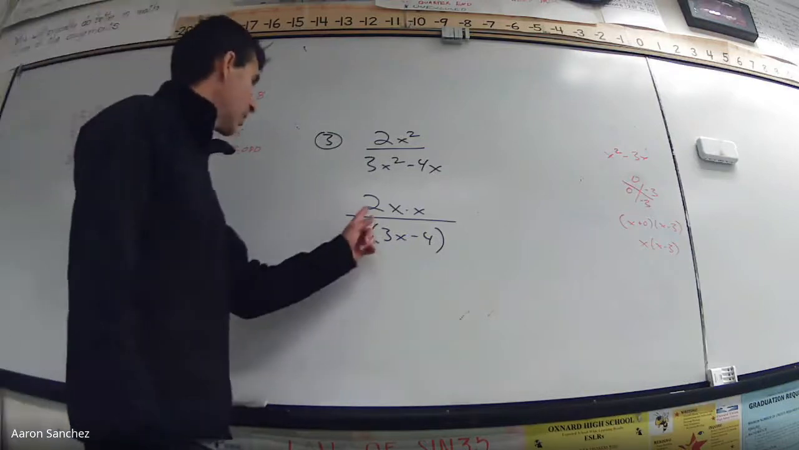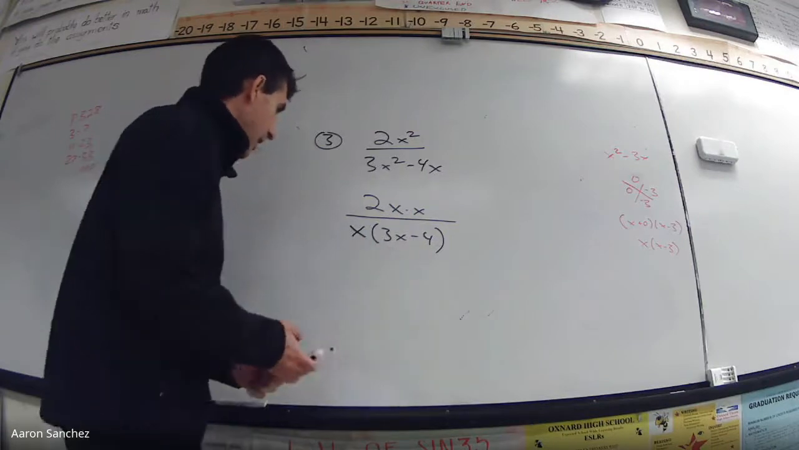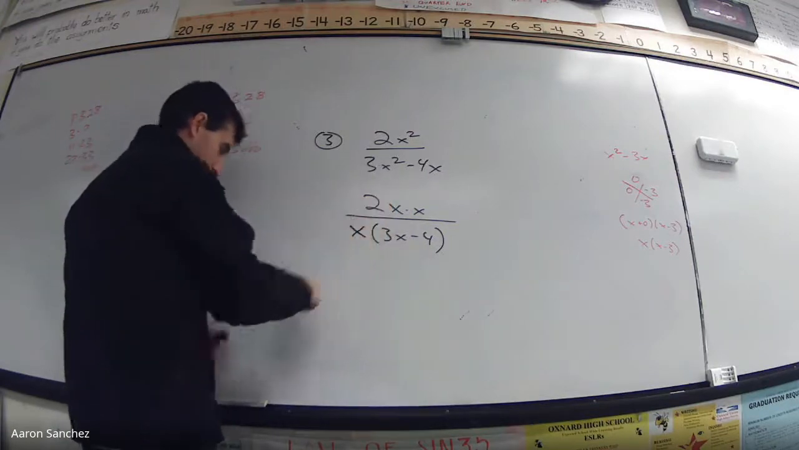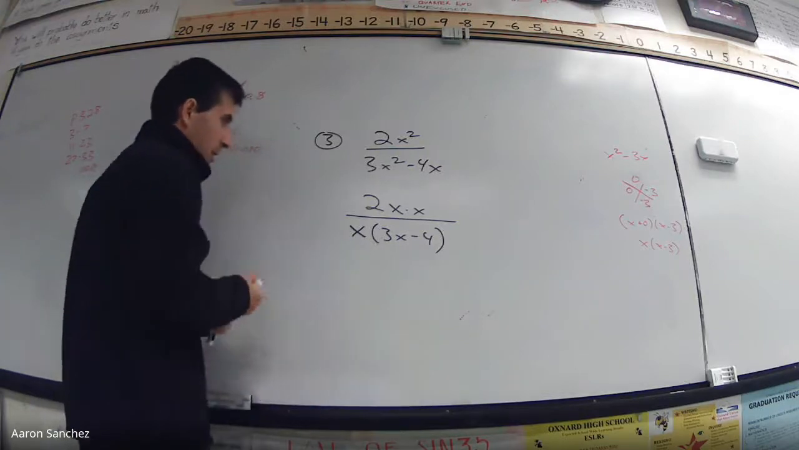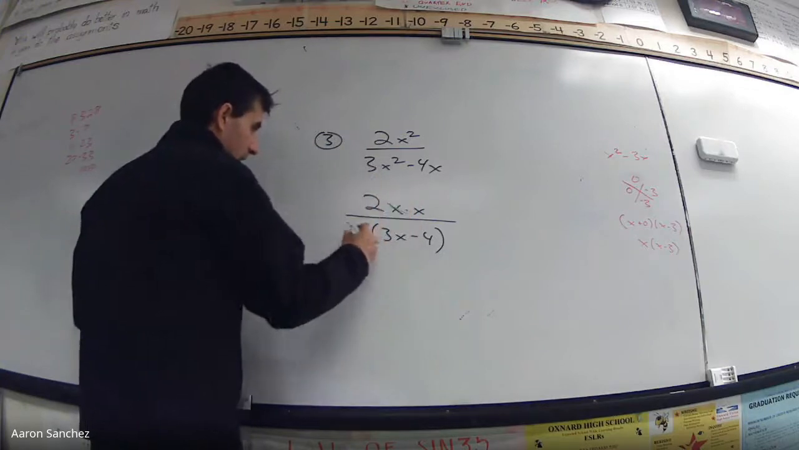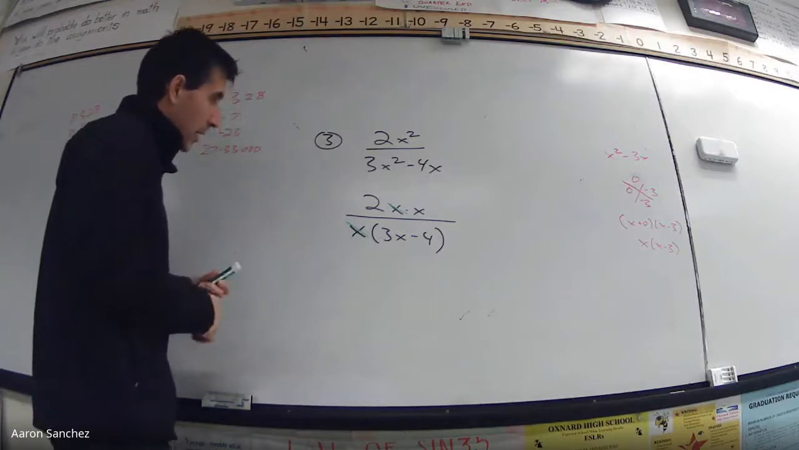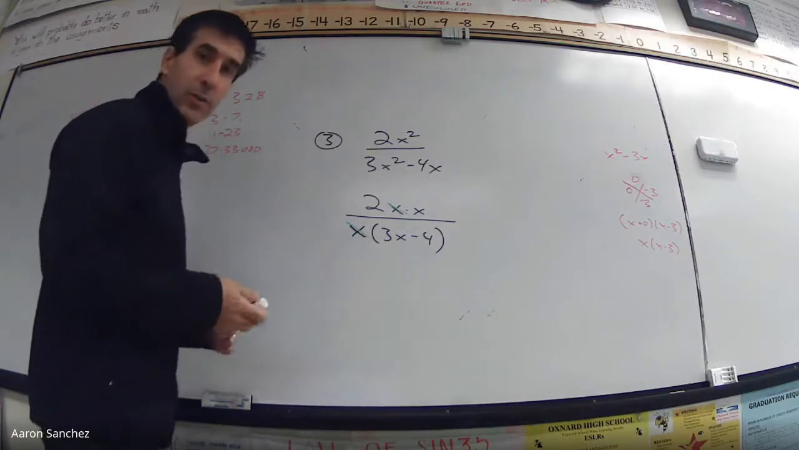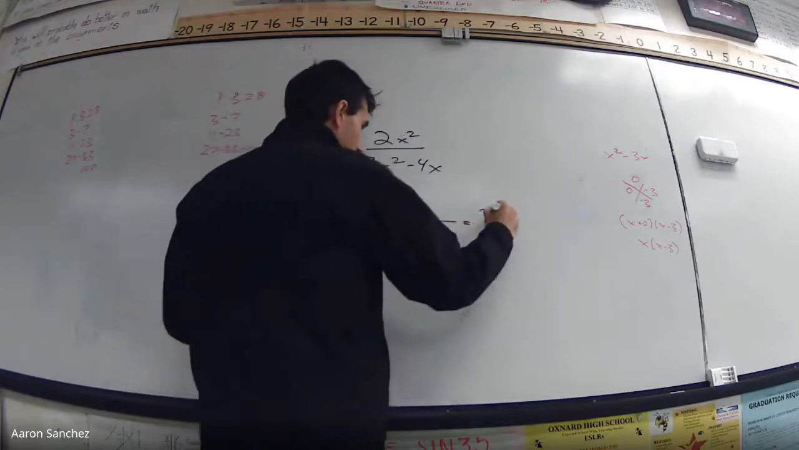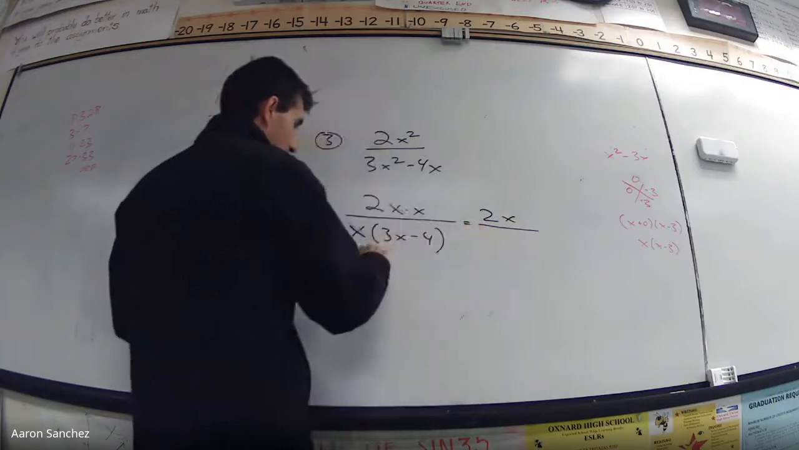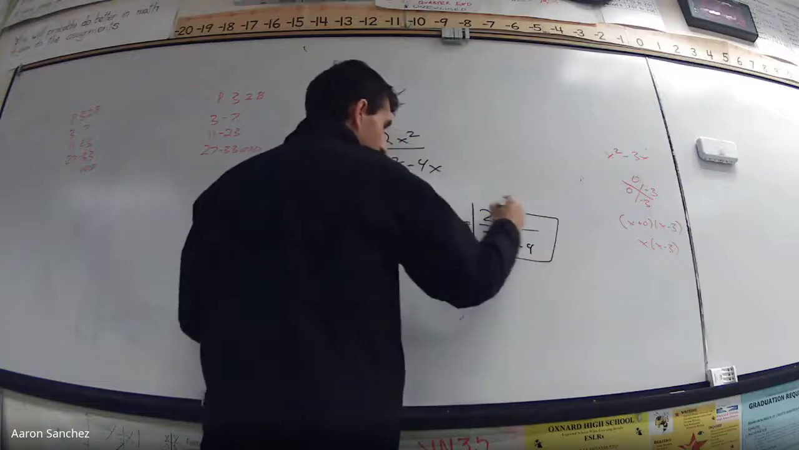Now, because these are all multiplied, 2 times x, x times 3x minus 4, I have an x in the numerator, because it's all multiplication, and an x in the denominator. I can cross out the x and the x. And what do I have left over? Because I factored, I can cross those out, and in my numerator I have 2 times x. In my denominator, I have 3x minus 4. And that's your answer.